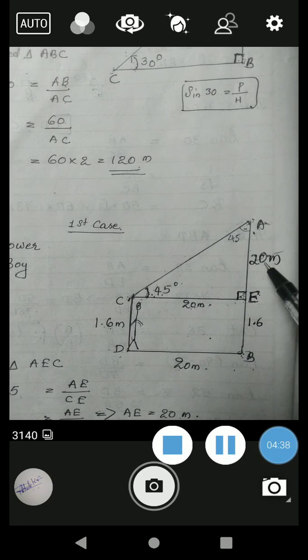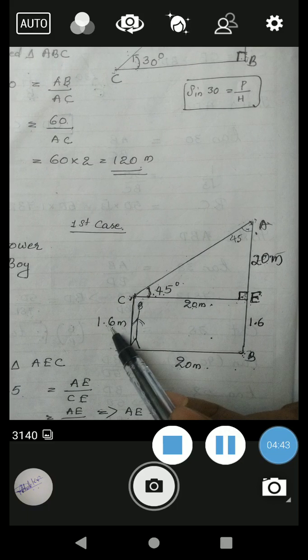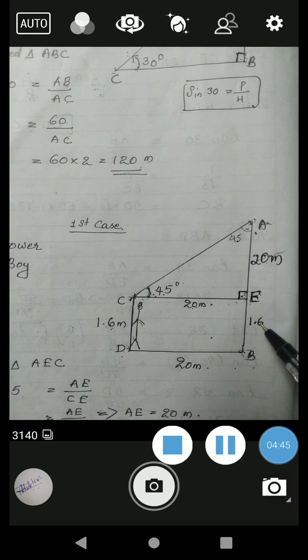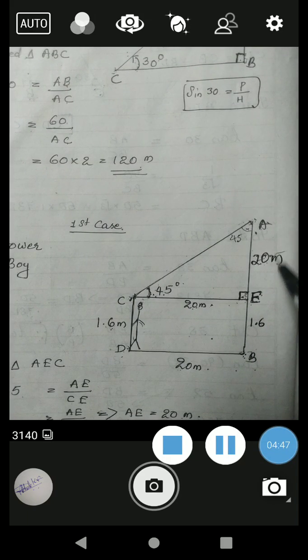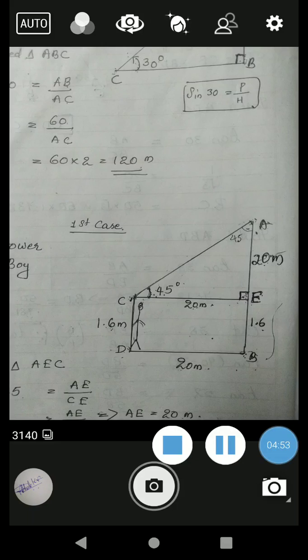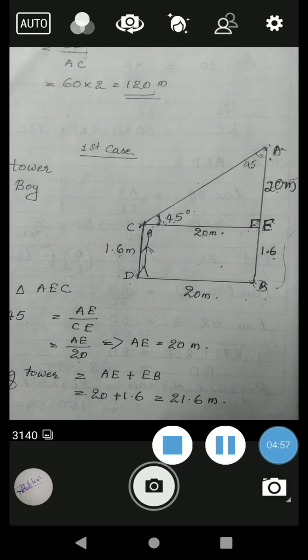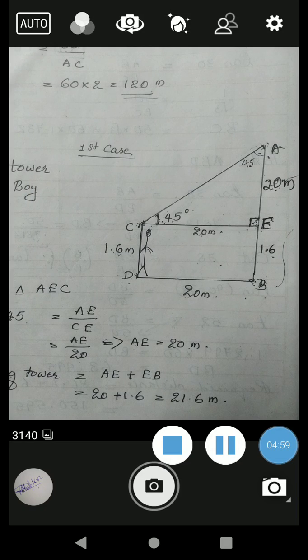Anyway, we will get 20 meter, and since CD is equal to 1.6, this EB is also 1.6. So what is the length of this tower? Tower is AB, therefore 20 meter plus 1.6 meter. So the answer is 21.6 meter. Okay.